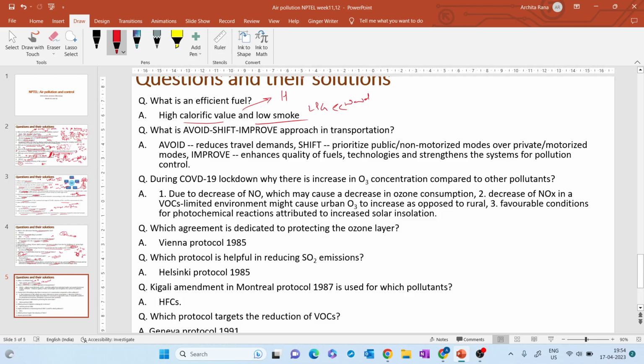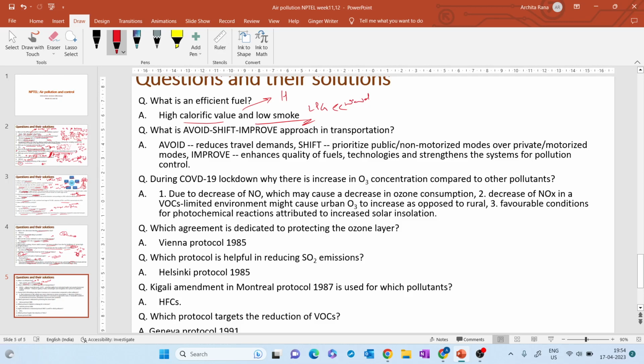But the other thing, which is the smoke, also comes into play, whether it would generate smoke or not. So whenever you define a fuel as efficient, it depends on its calorific value, that is how much heat energy will be generated by burning a particular amount of fuel, and how much smoke a fuel can generate or is generating. Okay.